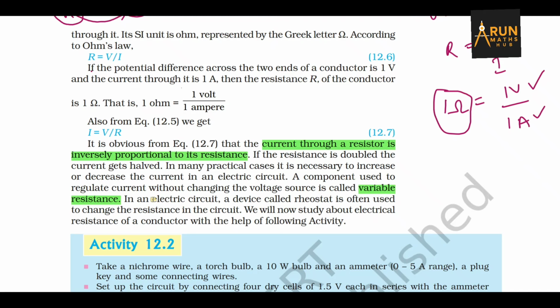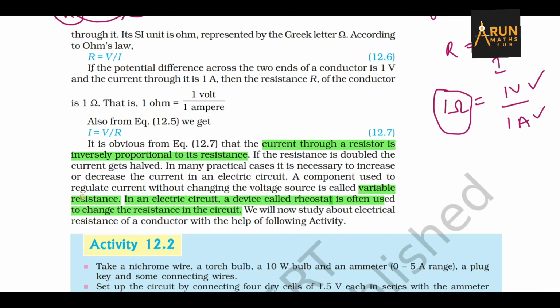Again, 1 mark important definition: define rheostat or define variable resistance. The name itself says that a rheostat is a component where you can change the resistance of the circuit. In an electric circuit, a device called a rheostat is used to change the resistance of the circuit. What is a rheostat? A rheostat is a component which is used to change the resistance in the circuit.